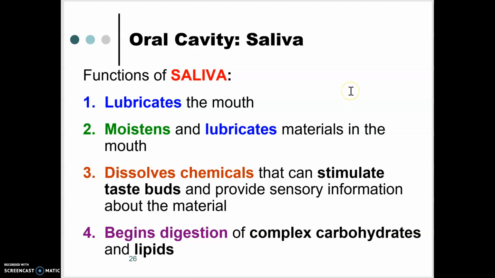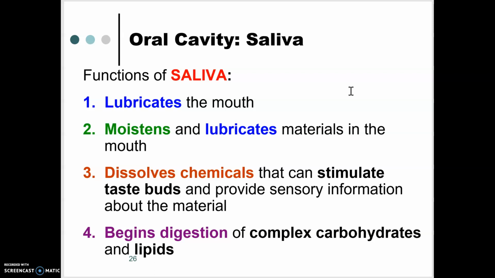Now, what does saliva do? Well, it's got a couple of important functions. First, it lubricates the mouth, so it keeps the mucous membranes in the mouth moist, which keeps them healthy. It's also going to moisten and lubricate the materials that we put in the mouth. For example, our food, it's going to mix up with our food, and it's going to take food that may be scratchy or brittle or hard, and it's going to make it a bit softer, which is going to be a bit easier on the tissues as we swallow and move through the digestive system.